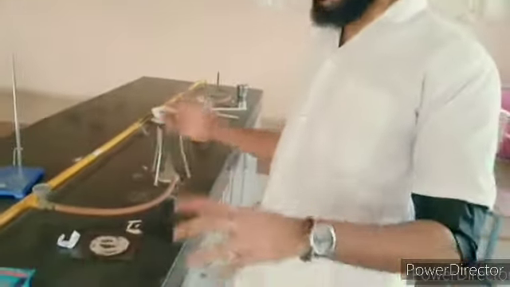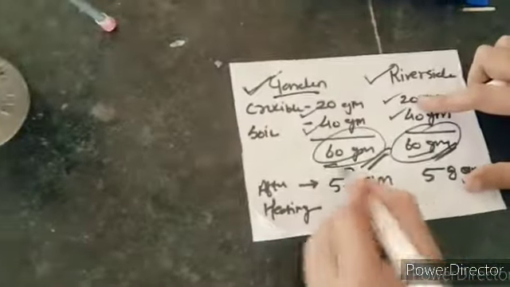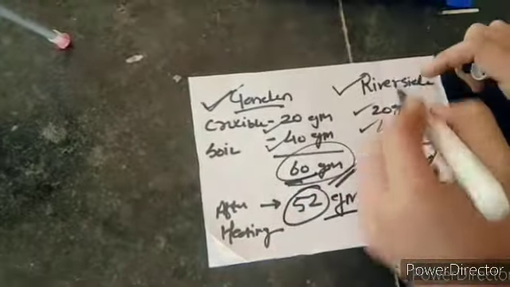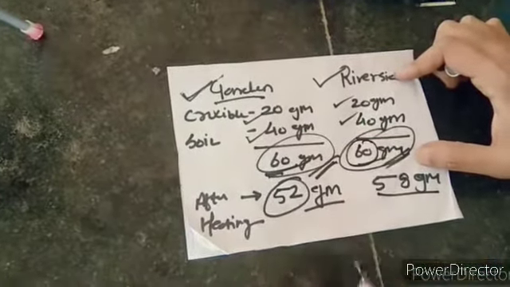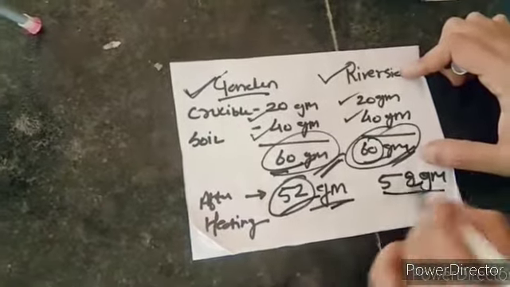Now after heating, I have kept it here after measuring. After weighing it, we got to know that garden soil has reduced to 52 grams out of 60, whereas riverside soil has reduced to 58 grams out of 60. So 52 grams of 60 and 58 grams of 60.